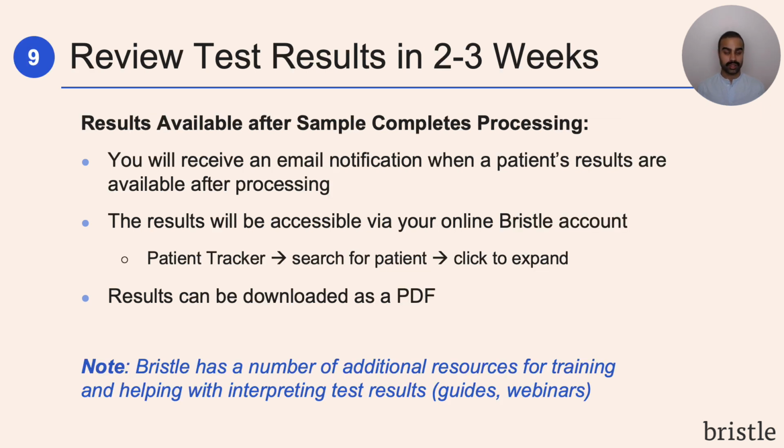Once the sample has completed processing at the lab and the results are ready, which is usually in 2 to 3 weeks, you'll get an email notification. To access the results, simply log into your Bristle account online, go to the patient tracker, find the patient's results you're looking for, and then open the test report.